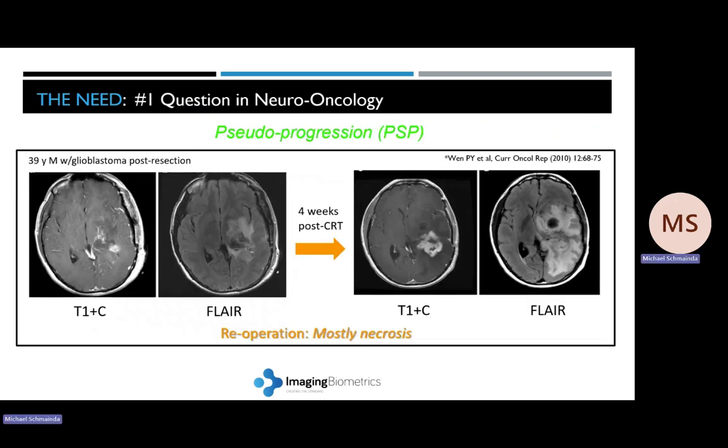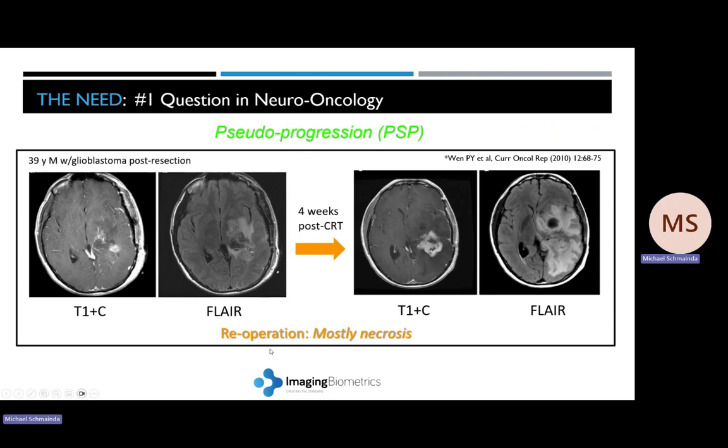Here's an example of a 39-year-old male with a GBM post-resection. You can see the post-contrast image and the FLAIR image on the left, where the region of enhancement, bright signal enhancement, is shown. The patient undergoes 4 weeks of treatment with chemo and radiotherapy, and that same region explodes into a much larger area of enhancement.